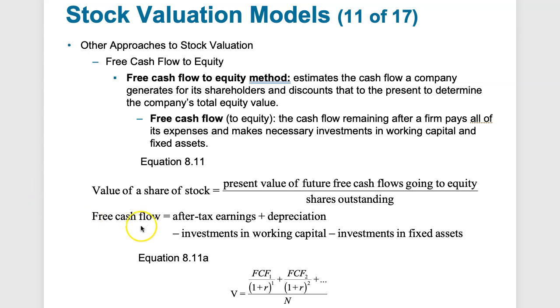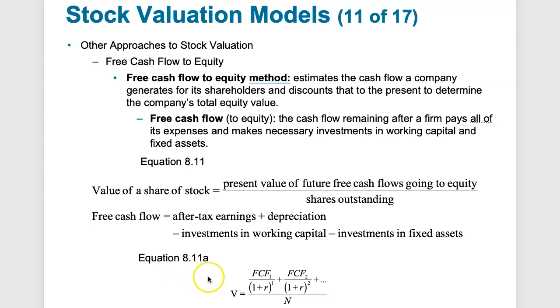So again, here's the formula for free cash flow. We take after-tax earnings and add back depreciation, because that's a non-cash charge. Then we subtract the investments in working capital and subtract the investments in fixed assets. This gives us our free cash flow. Now, if we take the present value of our free cash flows to equity and divide it by the outstanding shares, we get the value of our stock price.